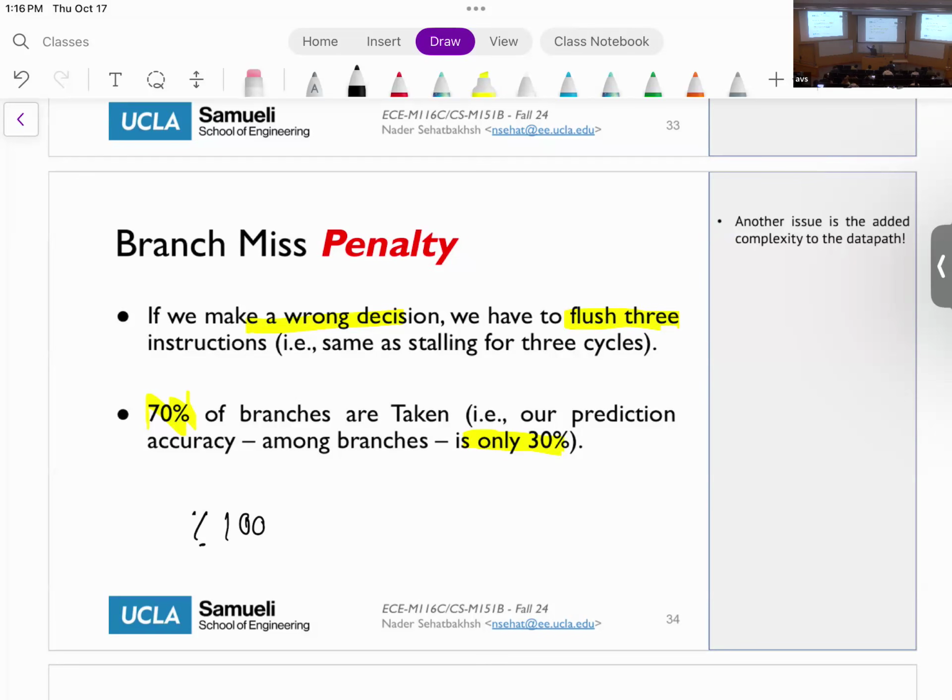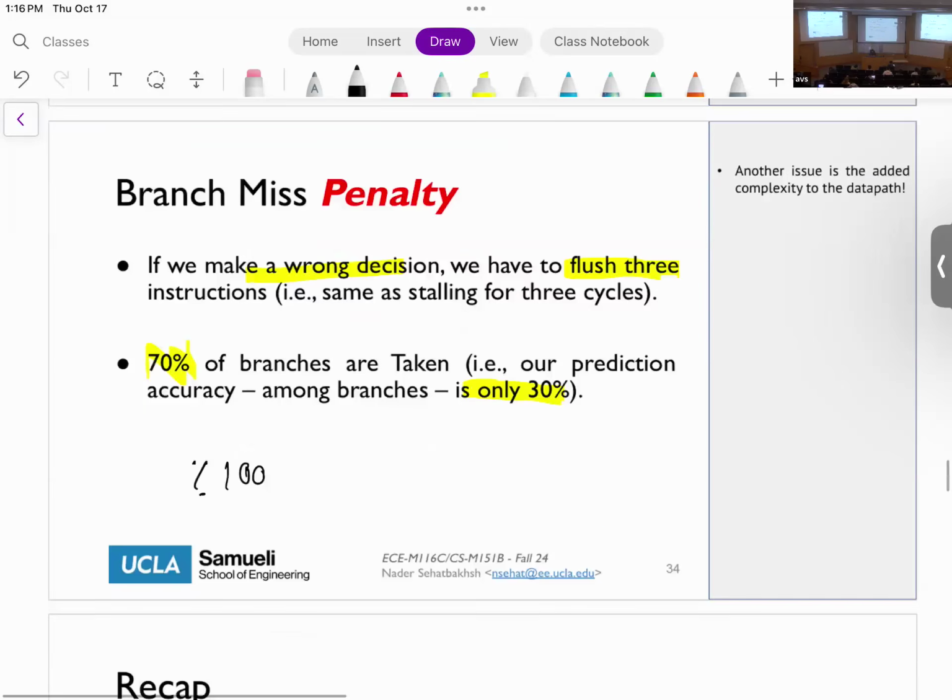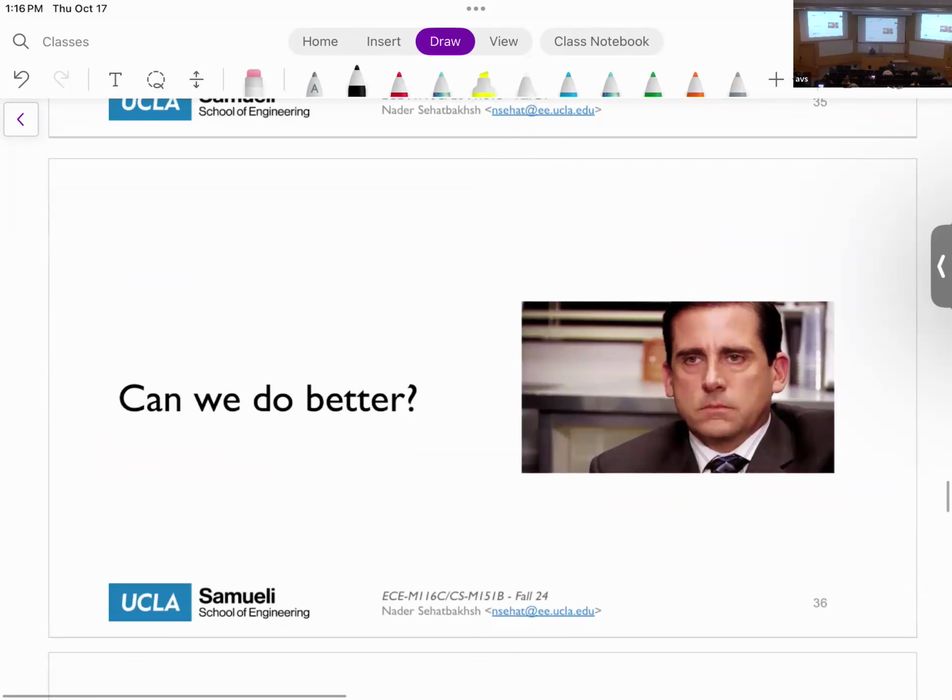And if you remember, as I said, 20% of the instructions are control flow. So 20 times 30, we're going to get a 6% overall improvement in our performance. Okay? So now let's talk about how we make this even better, because obviously there is an opportunity.